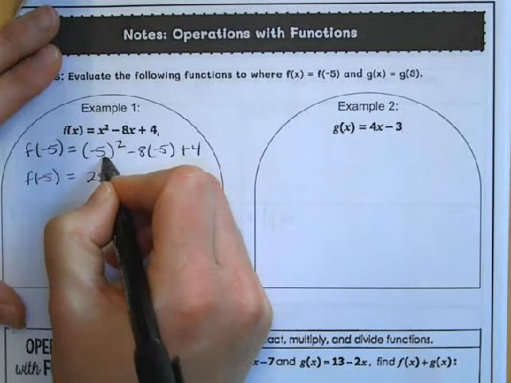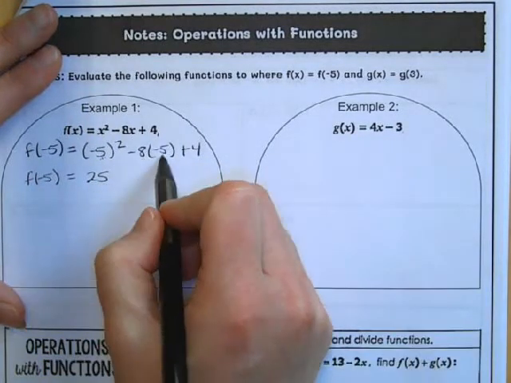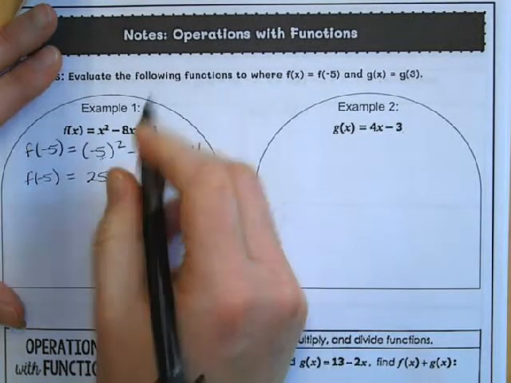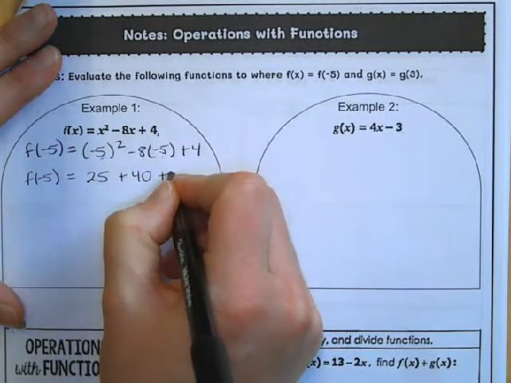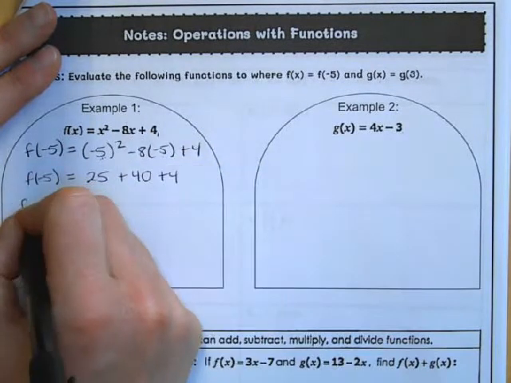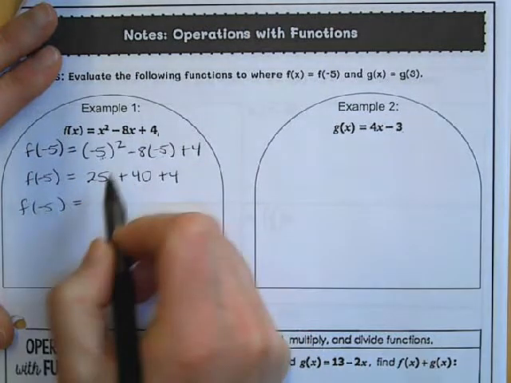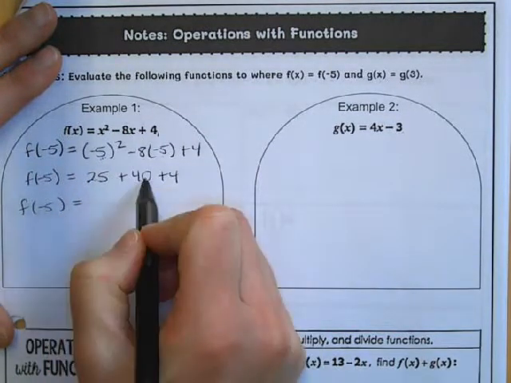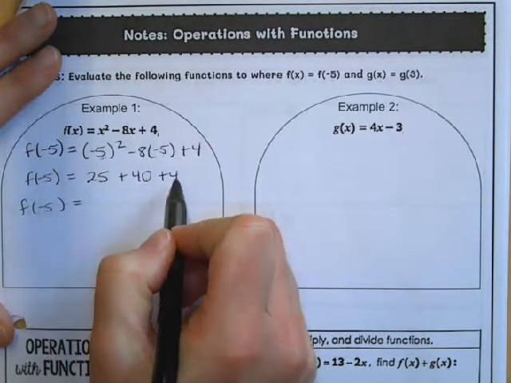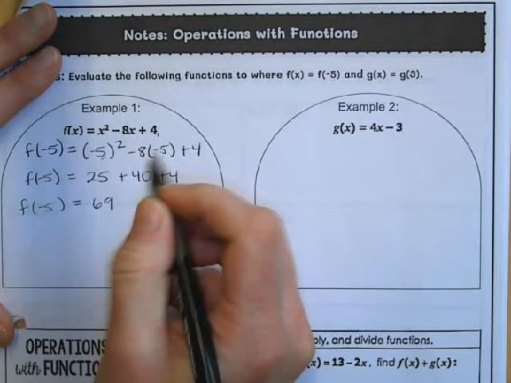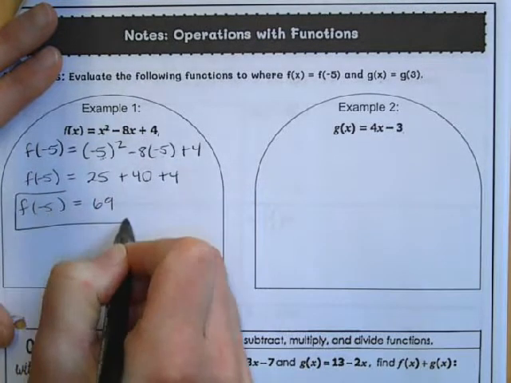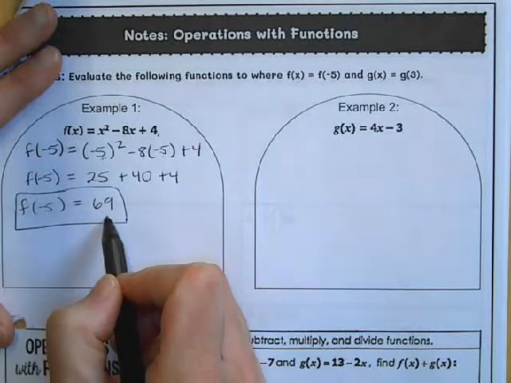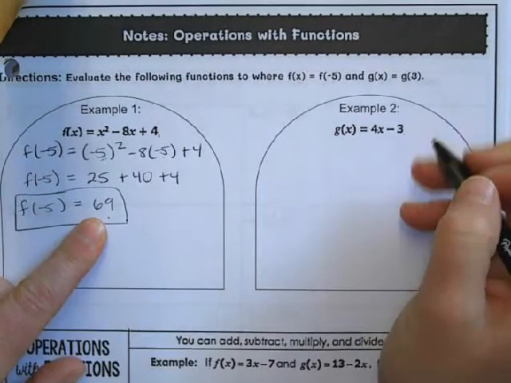25, -5 times a -5 is a +25. -8 times a -5 means I'm getting a +40, and then +4. Go ahead and finish by just adding straight across. So 25 plus 40, we get 65 plus 4, we end up getting 69. So when we plug in f of -5, that means we're going to get a 69 value out.